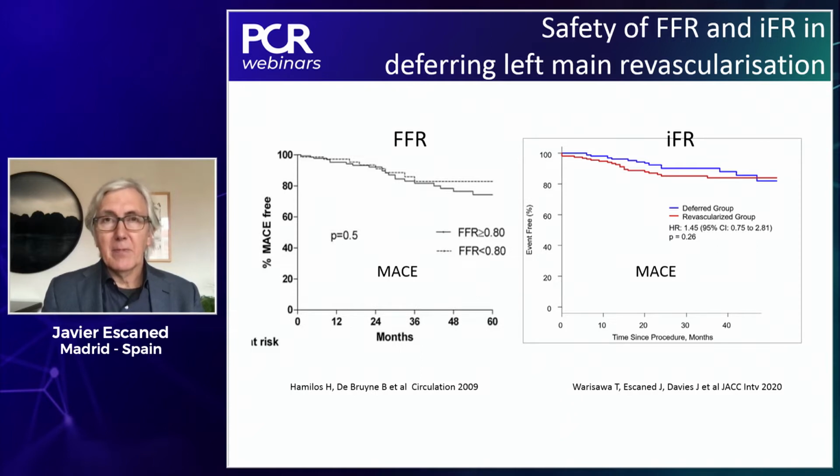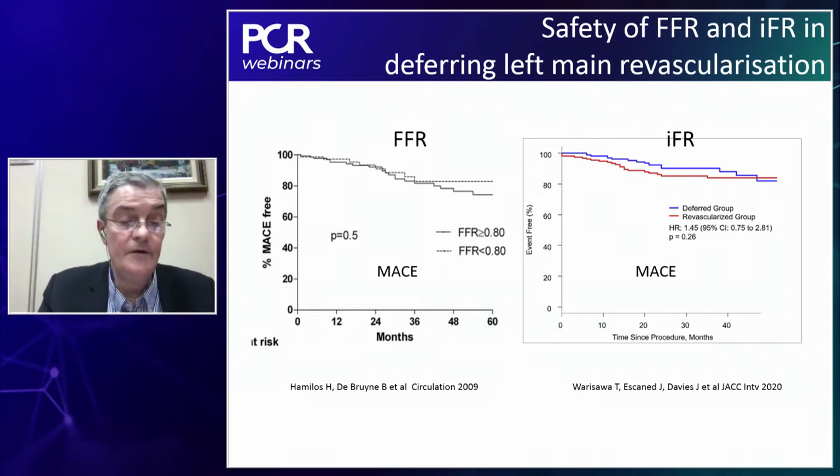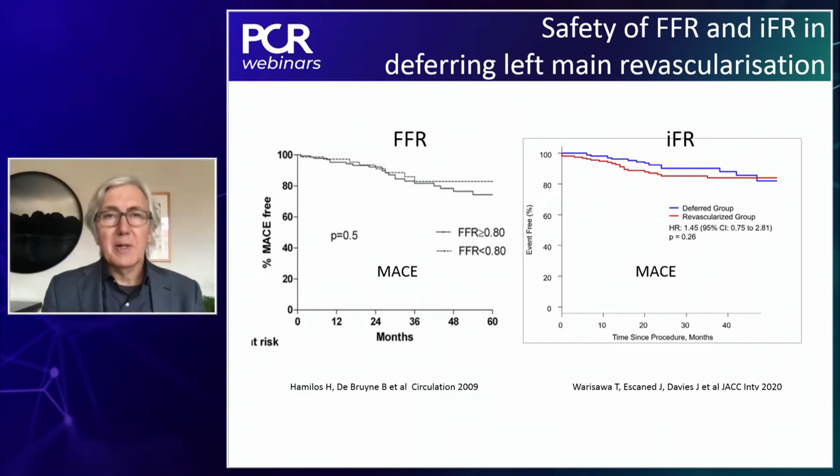Yeah, we received a question from Cyan. If we have both FFR and IVUS data in an individual patient and FFR is in the gray zone, does IVUS plaque characteristics influence your decision on intervention? Tom, do you want to answer this one?